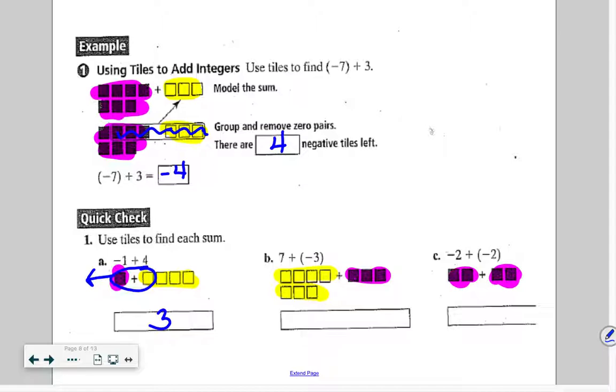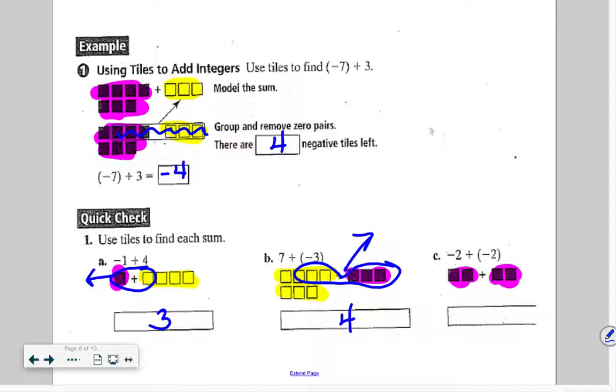7 plus a negative 3. Now we're going to take these 3 reds and partner them with 3 yellows to remove that. What are you left with? 4 what? You're left with 4 positives. Again, one's positive, one's negative, so 7 minus 3 is 4. 7's bigger and it's positive, so my answer is positive.